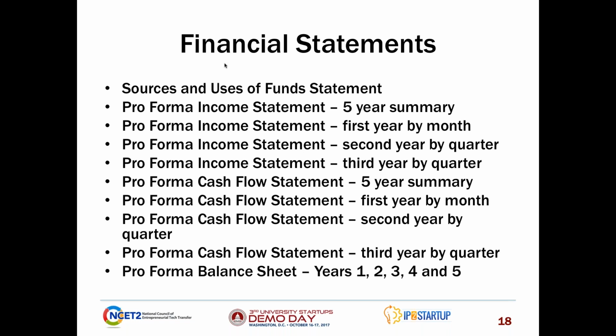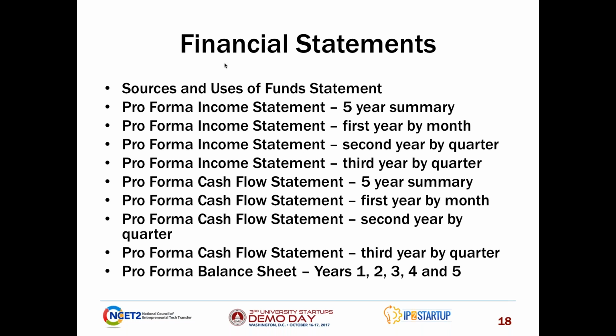These are what we're going to report out. That gives us the difference between what we projected and what happened. But we have an income statement. We call it pro forma because it's forecasted. We have a 5-year summary first because we will go out at least 5 years. Then we break it down by first year by month, second year by quarter, third year by quarter.